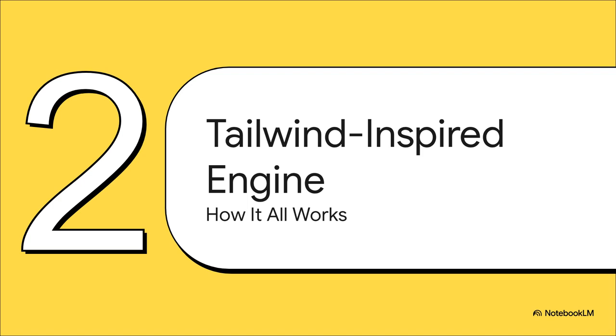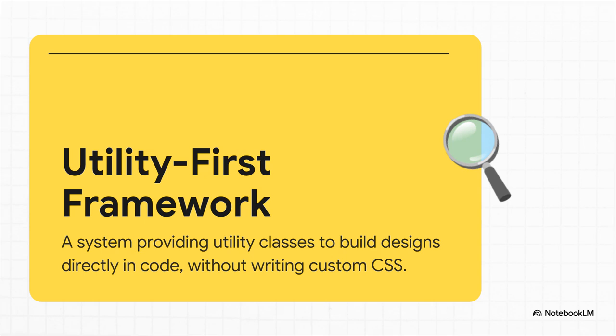Well, the secret sauce is an engine that takes its inspiration from one of the most popular CSS frameworks out there today, Tailwind CSS. You see, it's all based on this concept of a utility-first framework. So instead of writing these big, complicated styling rules, you use these small, single-purpose utility tokens that do just one thing really well, like setting a margin, applying a color, or rounding some corners.